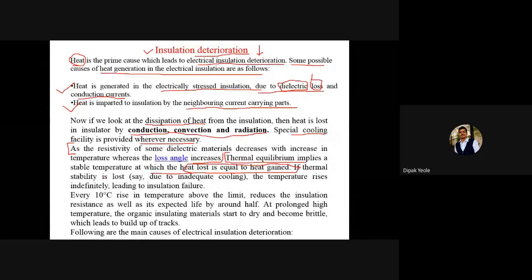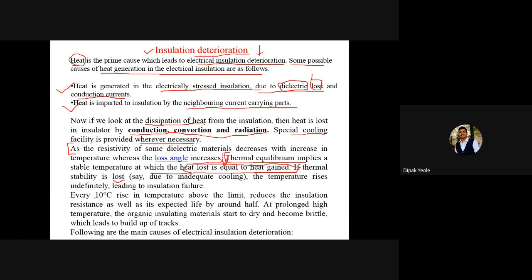If the thermal stability is lost, say due to inadequate cooling, the temperature rises indefinitely leading to insulation failure. जर समजा असं घडलं नाही, जर जेवढी हीट झाली असेल तिथे डेव्हलप, तेवढी हीट ही डिसिपेट झाली नाही, तर काय होईल? Your thermal stability is lost. Yes, and the temperature rises indefinitely, leading to insulation failure. So this is a very important law for the insulation material, or for the case of thermal equilibrium.